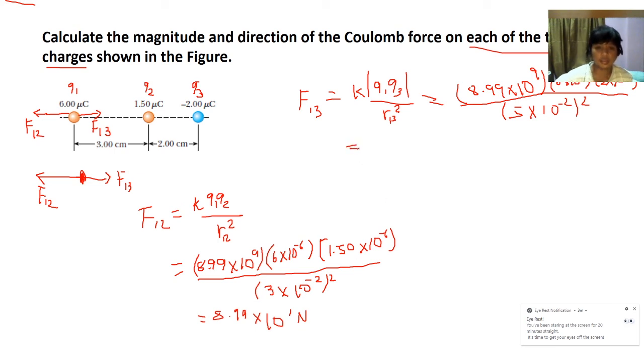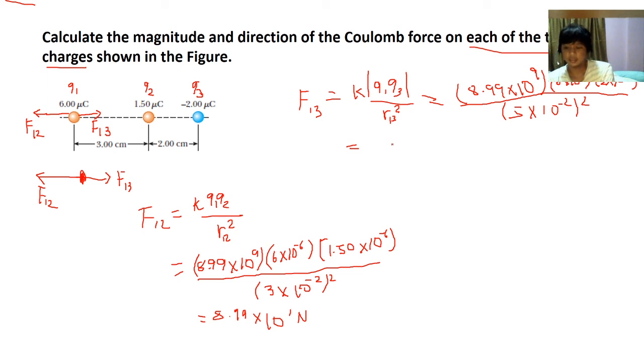Let's see what F13 gives us. That would be 8.99 times 6 times 2 divided by 25, so 4.3 times 10 to the 1 again, so 43 newtons. And my prediction is correct. F13 is much less than F12. So how do we do this now?